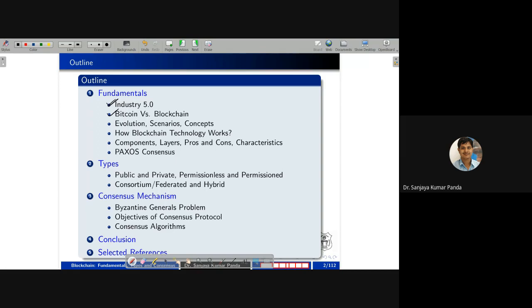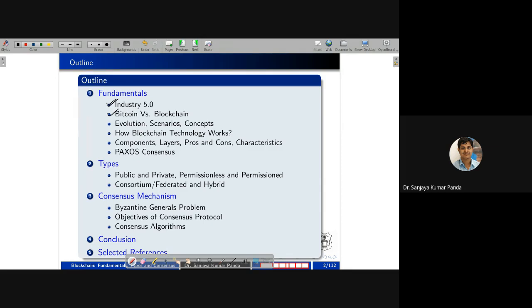Then we'll see the evolution of blockchain. Blockchain started in the year 2008, and today we are in 2023, so it is almost 15 years. The evolution of blockchain is divided based upon the type of features it provides. It is now divided into four different evolutions. Like we say Industry 1.0 to Industry 5.0, in blockchain also, in evolution, we say blockchain 1.0 to blockchain 4.0.